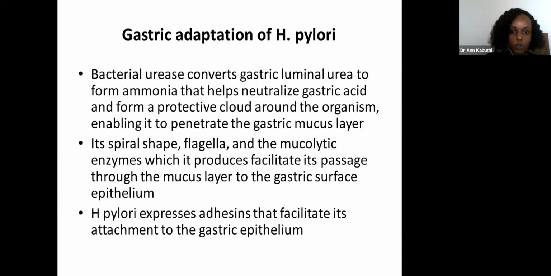It's also spiral shaped and possesses 2 to 6 sheath flagella, and it also produces mucolytic enzymes. And this facilitates its passage through the mucus layer to the gastric surface epithelium. It also expresses adhesins that facilitate its attachment to the gastric epithelium.